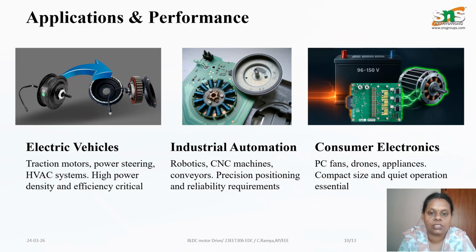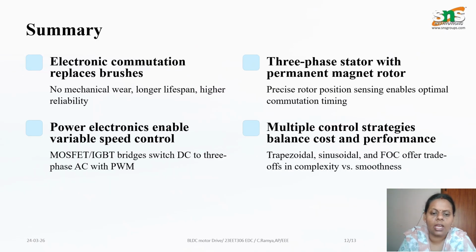Now some of the applications and performance. BLDCs are widely used in various industries. In electric vehicles, they are used for traction, power steering, and HVAC systems due to their higher efficiency. In industrial automation, they are used in robotics and CNC machines for precise control. In consumer electronics, they are found in fans, drones, and applications where compact size and quiet operation are required. This makes them preferred in modern engineering.